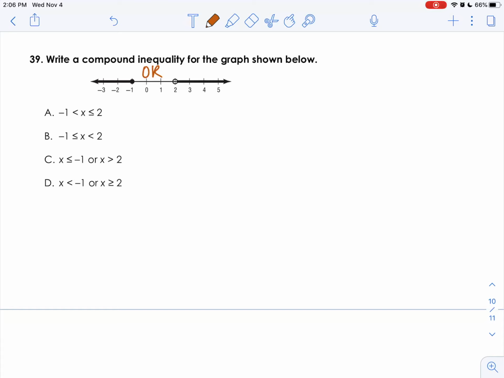On the left, it looks like our variable is x. So x is going to be less than or equal to, because it's closed, -1, or x is going to be greater than, because it's going to the right. It's going to be greater than, not equal to, because it's open, 2. So this is the answer I'm looking for. Less than or equal to -1, or x is greater than 2.